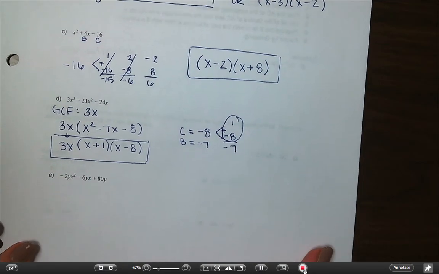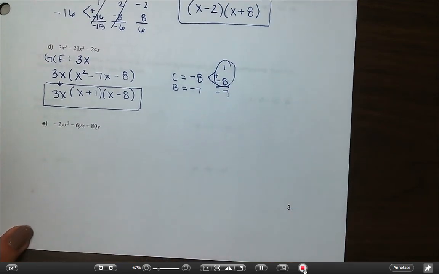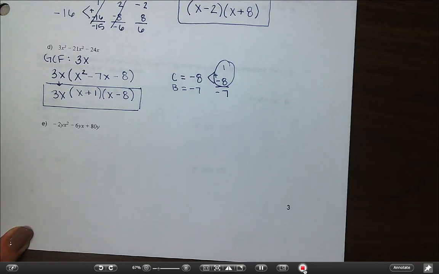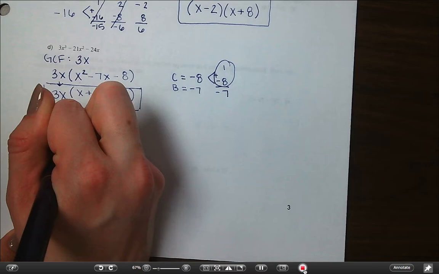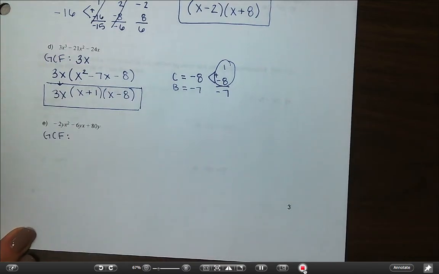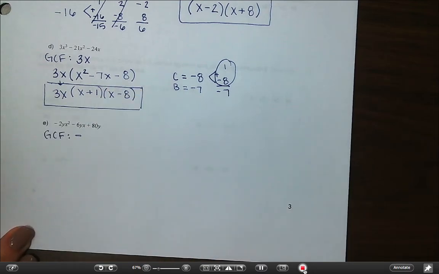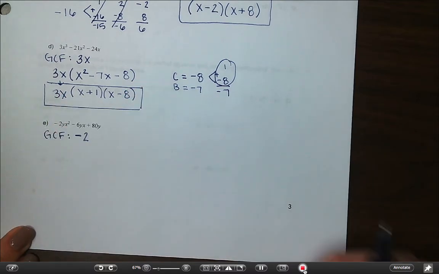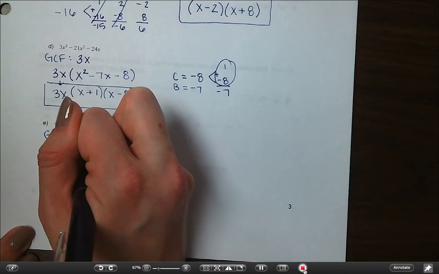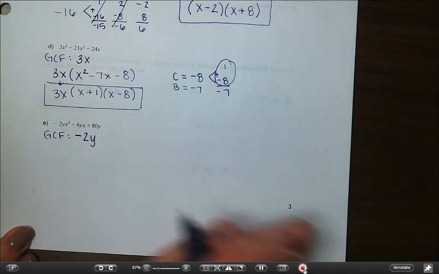All right, last one, e. We have negative 2yx squared minus 6yx plus 80y. So start off by finding your greatest common factor. And remember, when your first term is negative, your greatest common factor is also negative. Okay. 2, 6, and 80 are all divisible by 2. And they also all have a y in common. So we want to start off by factoring out our greatest common factor of negative 2y.